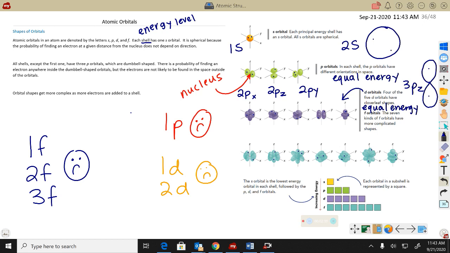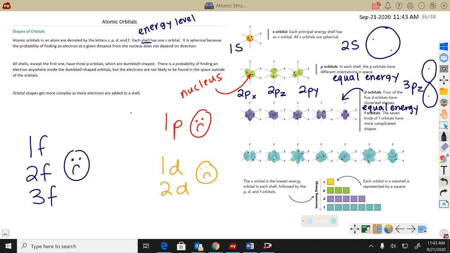Then when you get to the third energy level, there would be an s. It's just even bigger than a 2s. Still holds 2 electrons. Then you'd have the 3 p orbitals. They're still dumbbell shaped. They still hold 2 electrons each. There'd still be 3 of them, so you could have a maximum of 6 electrons in the 3 p orbitals. They're a little bigger than the 2 p orbitals.